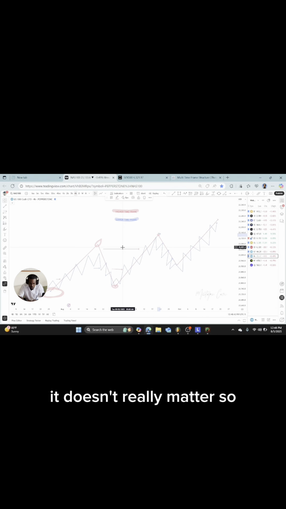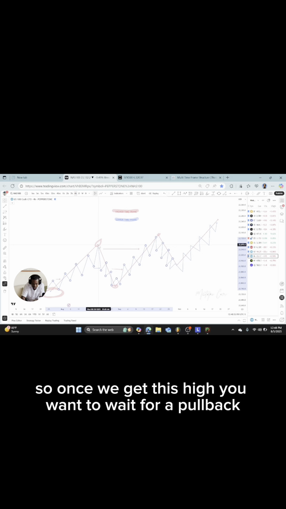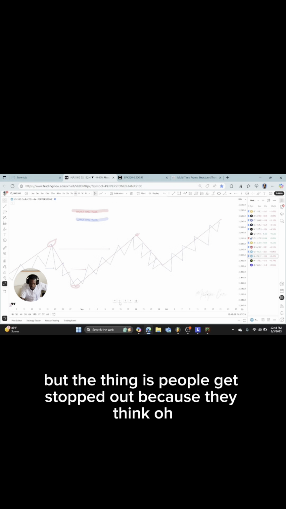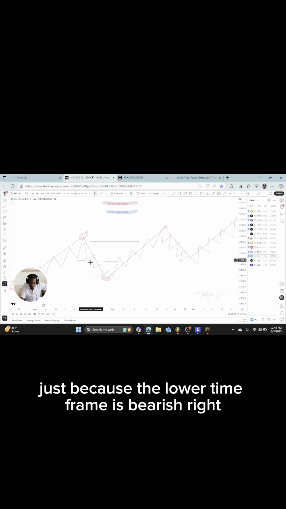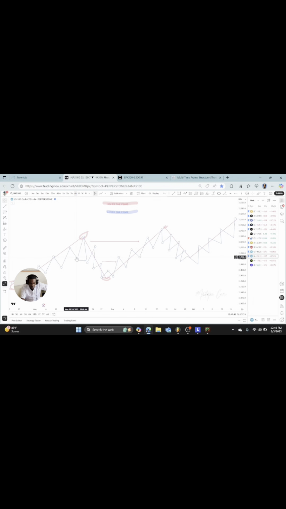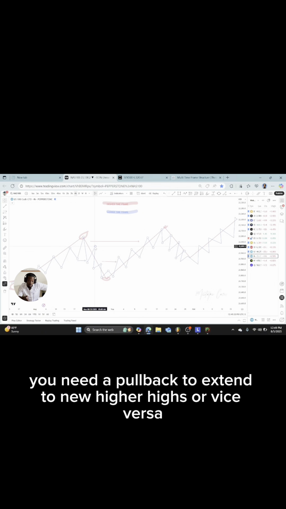It doesn't really matter. So we bottom out and we come up here and we make a high, right? So once we get this high, you want to wait for a pullback. But the thing is, people get stopped out because they think, oh, just because the lower time frame is bearish, right? Because we have an interchange of character right here. This high puts in the new low, but ultimately that's required to have a pullback, right? And like I keep saying, you need a pullback to extend to new higher highs, or vice versa.